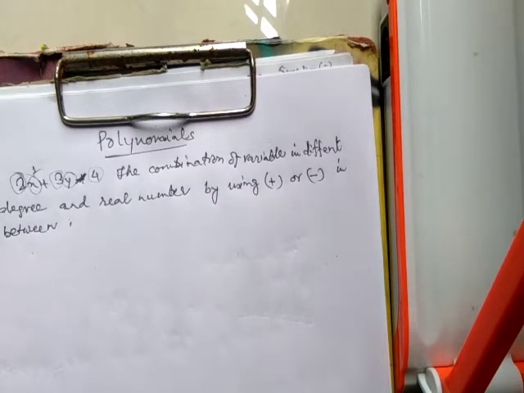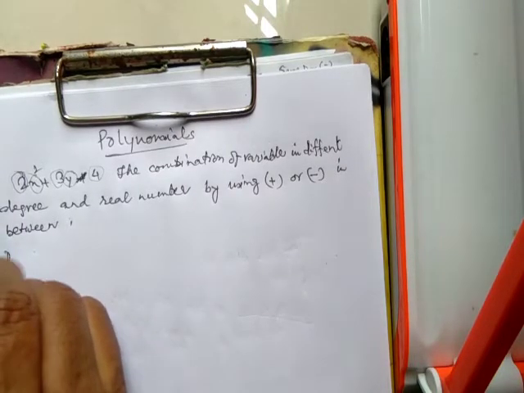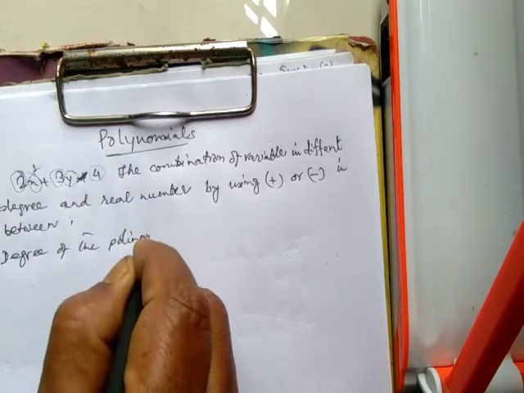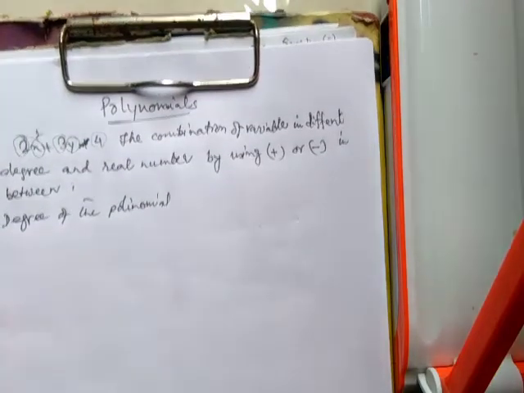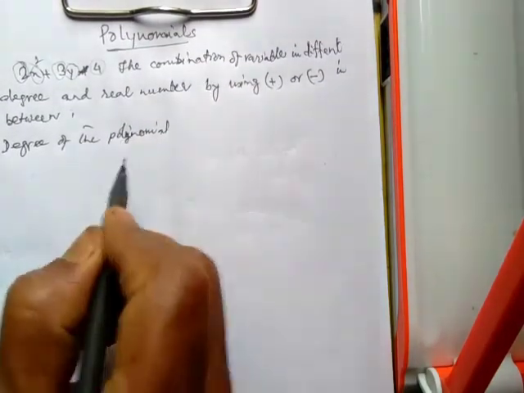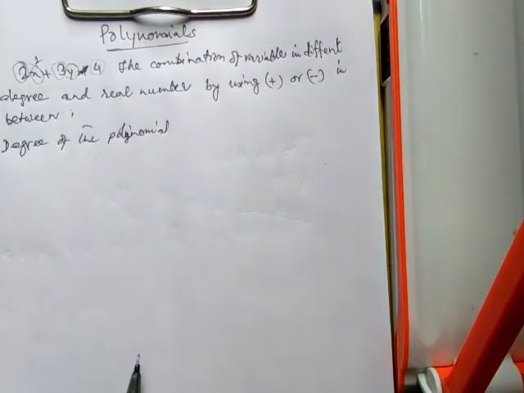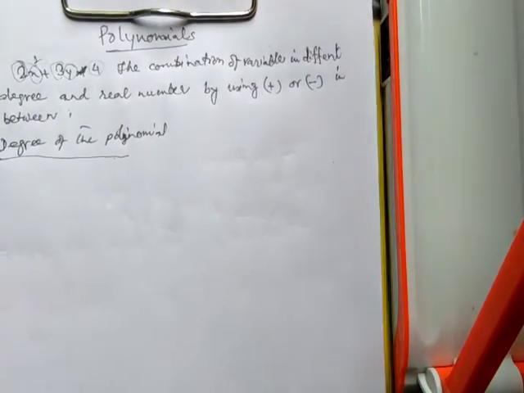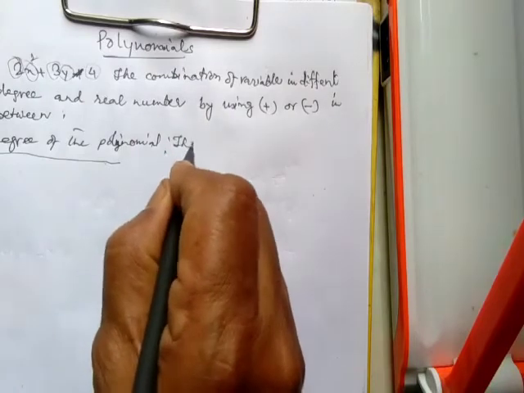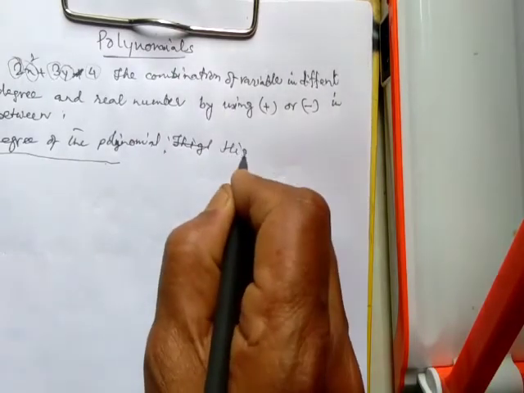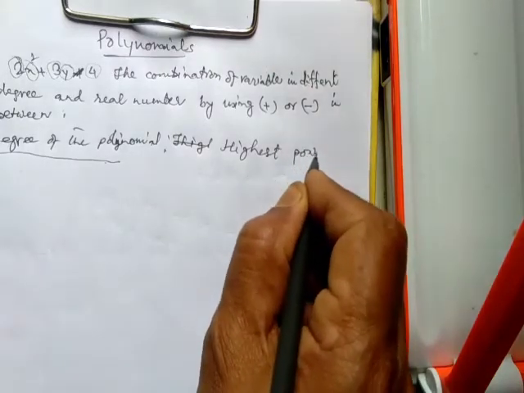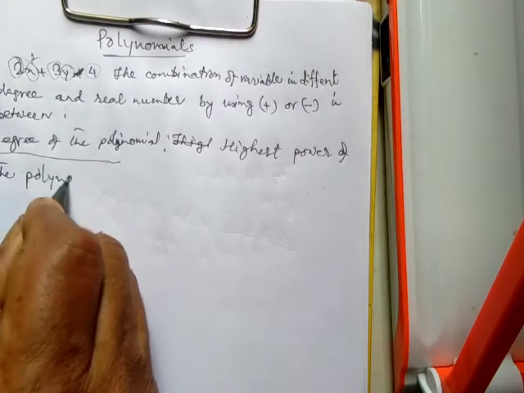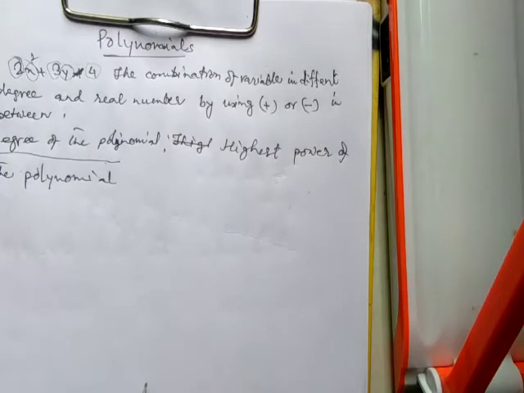Next I will come to the degree of the polynomial. What is it? Degree of the polynomial is the highest power of the polynomial. Highest power of the polynomial.